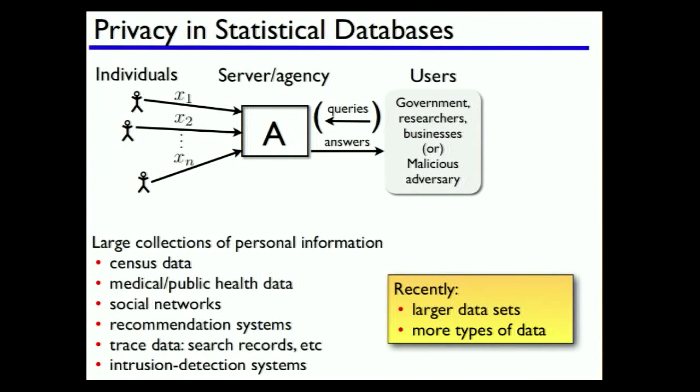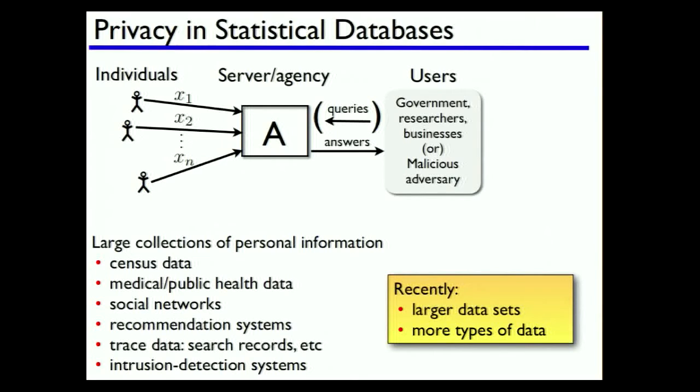So when I say privacy in this talk, I'll be talking about privacy in statistical databases. What I mean by that: imagine you've got a bunch of individuals who have sensitive data, personal data of some kind, that's collected by some server or agency. And the goal of the server or agency is to make the benefits of this data available to as wide a public as possible. So they'd like to make it available to users. They'd like users to be able to ask queries about this data. But they're concerned about the privacy of the information that's in that data set.